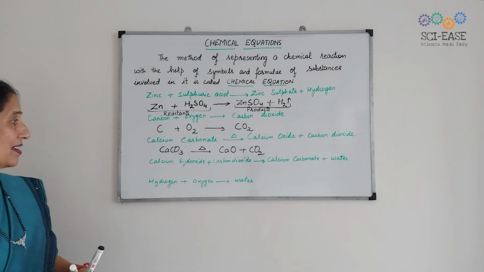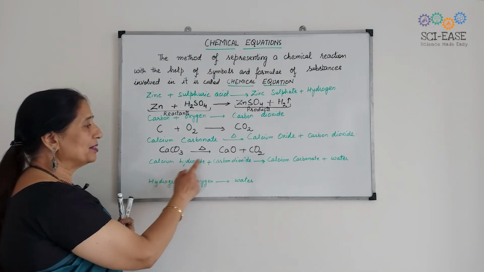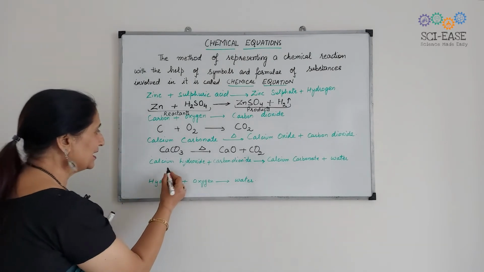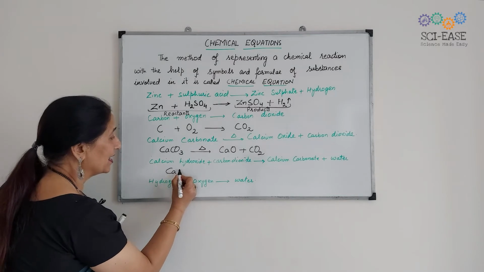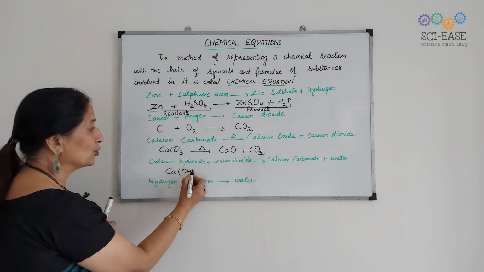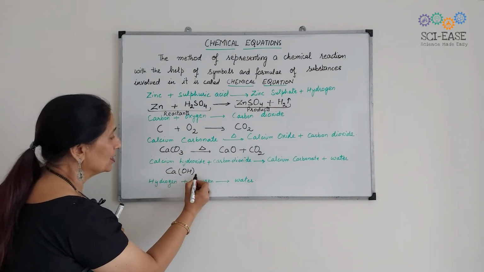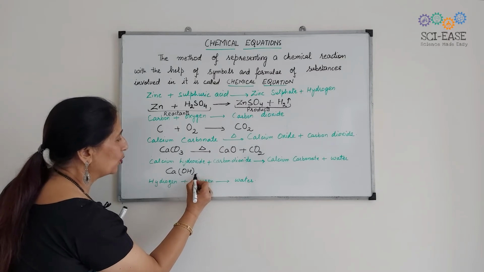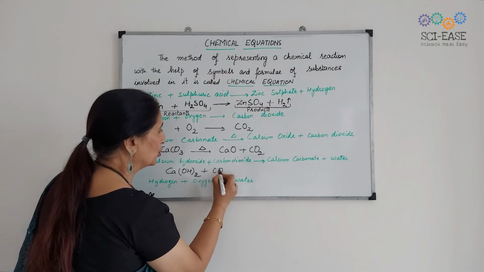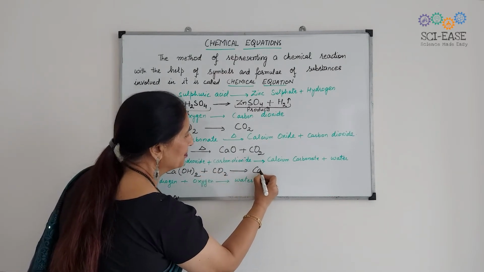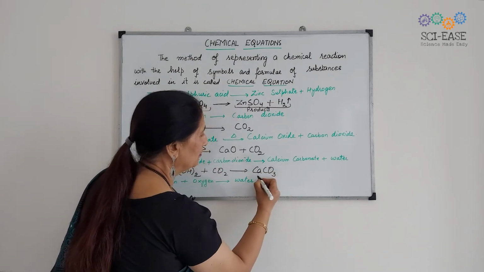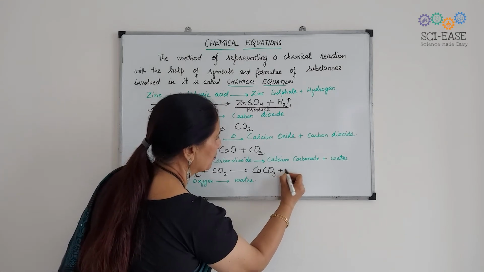Okay? Now next is calcium hydroxide plus carbon dioxide. So calcium hydroxide is Ca(OH)2. The formation of formulae, this you have done in your 9th class also. So calcium hydroxide is Ca(OH) whole twice, plus carbon dioxide, CO2, forming calcium carbonate. We have just done the formula for this, calcium carbonate, plus water.